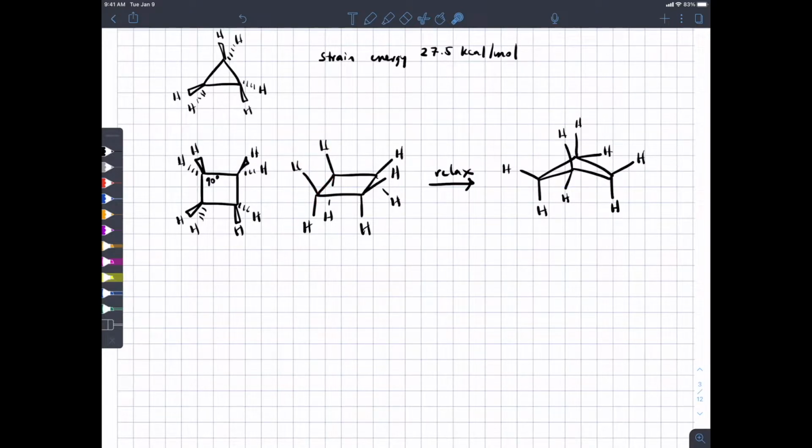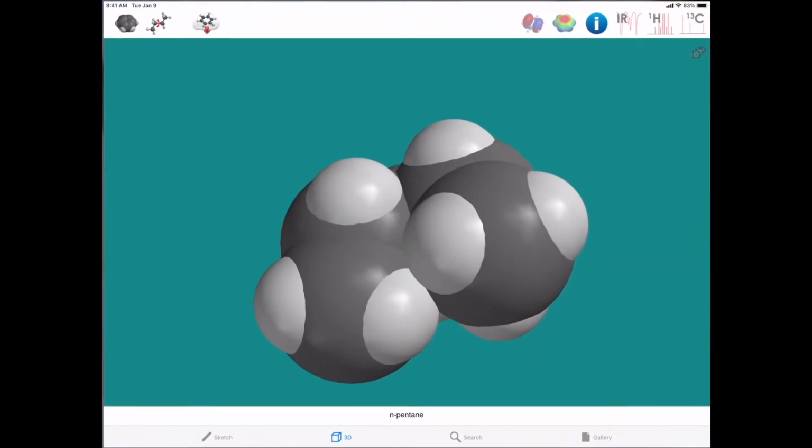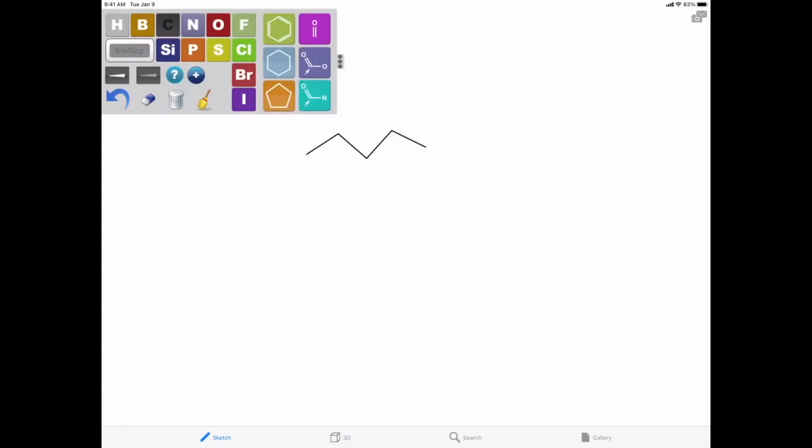And that's bad. We call that torsional strain, which is what we have been talking about with butane and pentane. So you can relieve that a little bit, and you can relieve some of the angle strain by distorting its conformation. So we can maybe draw cyclobutane and see what Spartan comes up with.